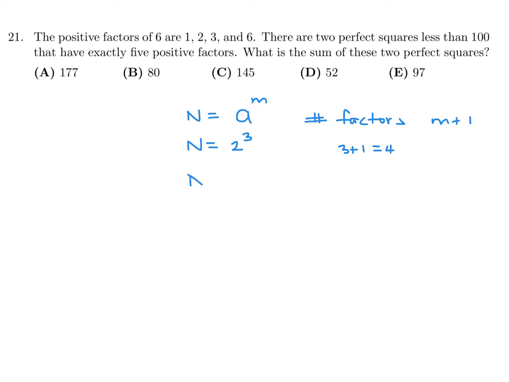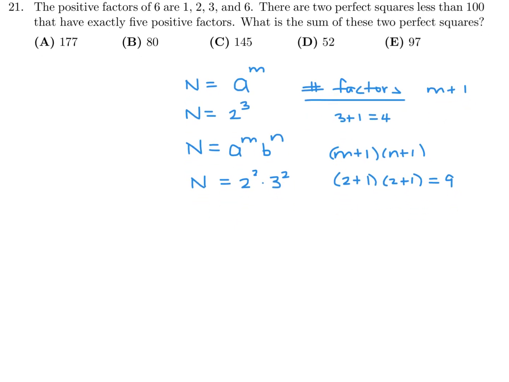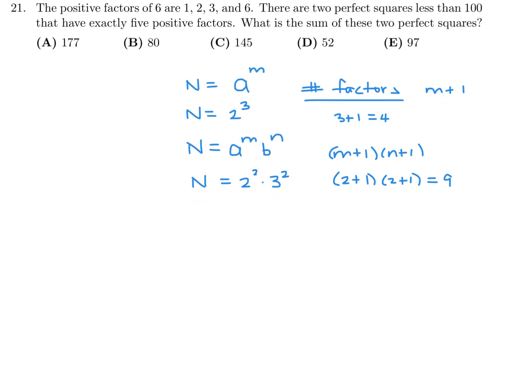Now what if you have two prime numbers? It's a to the power of m, b to the power of n. Well, you do m plus 1 times n plus 1. For example, if n was equal to 2 to the power of 2 times 3 to the power of 2, the number of factors would be 2 plus 1 times 2 plus 1, which in this case is 3 times 3, which is 9. Got it? That's a quick way of doing it, and it's very helpful. It helps you save time instead of doing this manually, and on math contests, you always want to save time.